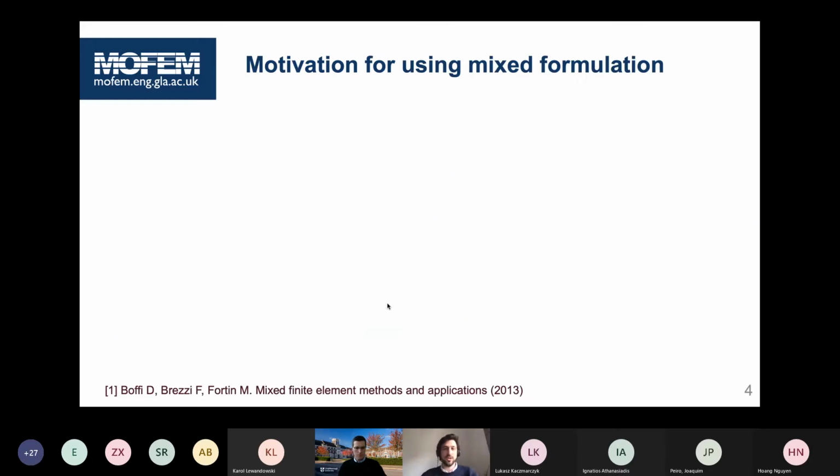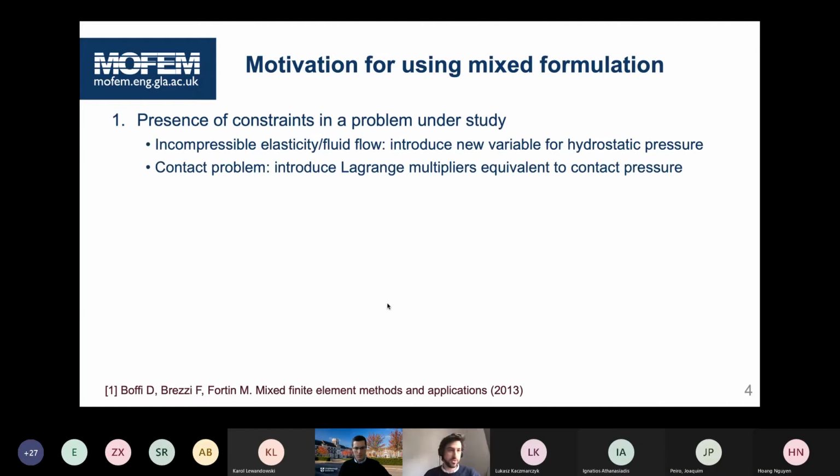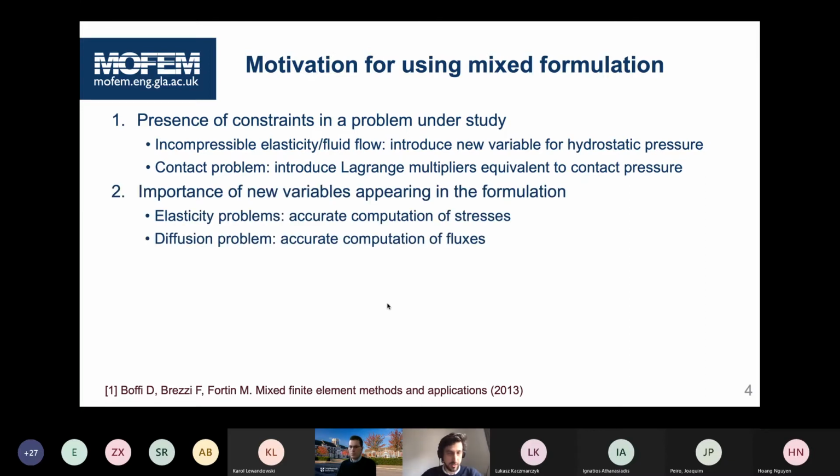As for the motivation for using mixed formulation, there could be different reasons. Maybe the most important ones are the following. The presence of a constraint in the problem, such as incompressibility in incompressible elasticity or flow, where we would introduce a new variable for hydrostatic pressure, or contact problems where there are some constraints on the gap, and then we introduce the Lagrange multipliers, which are equivalent to contact pressure.